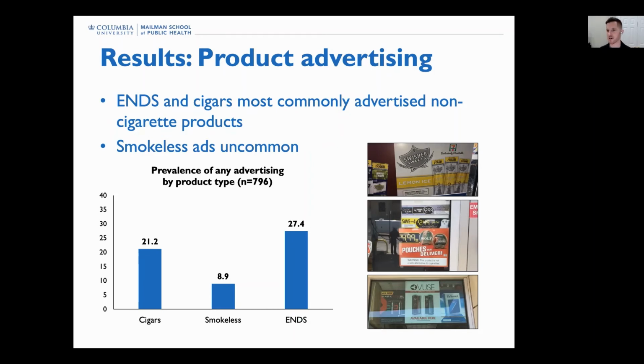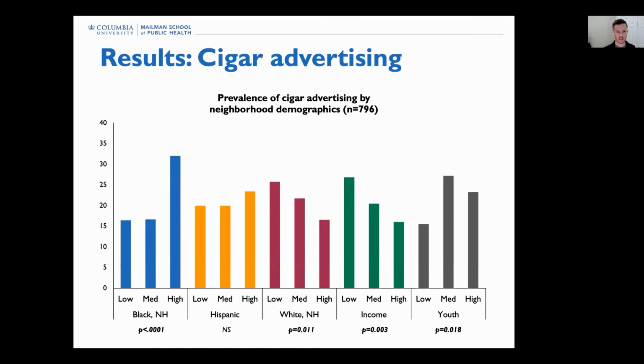Perhaps unsurprisingly, there aren't many smokeless tobacco users in a place like New York City, but cigars and ENDS were advertised in about 1 in 5 stores. E-cigarettes or vaping products were advertised in about 1 in 4 stores. But when it comes to these two products, there were differences in the types of communities where we found this advertising. So let me break down this graph a little bit.